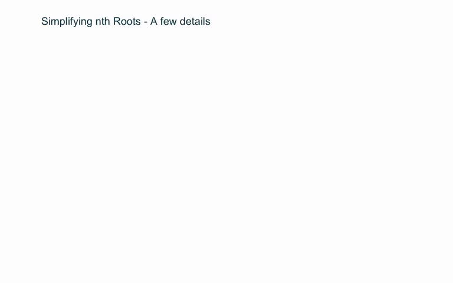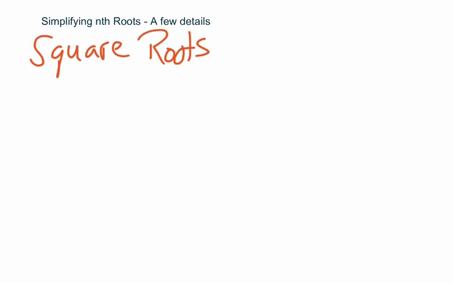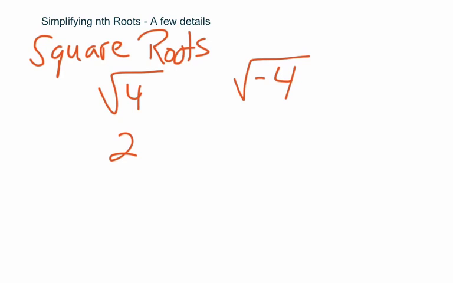Now we know from our previous study of square roots that if you try to take the square root of, say, 4, it's 2. But if you try to take the square root of negative 4, before you blurt out negative 2, make sure that you think about this, because we have covered this.